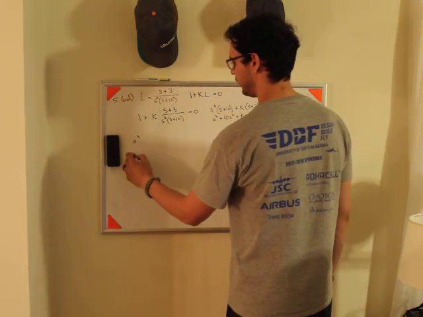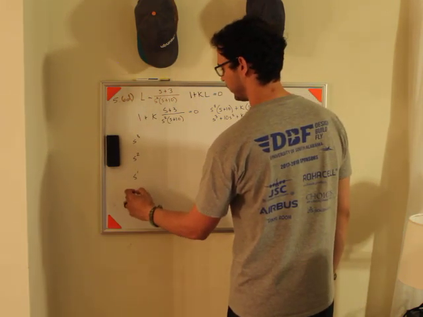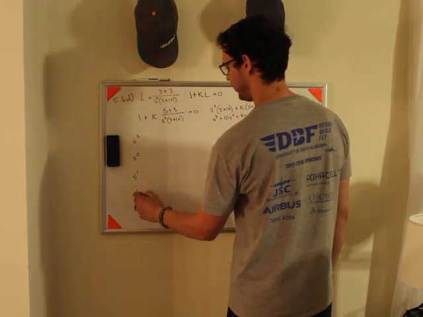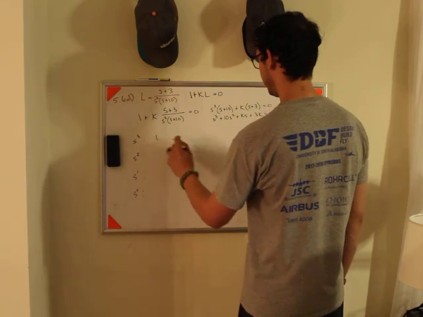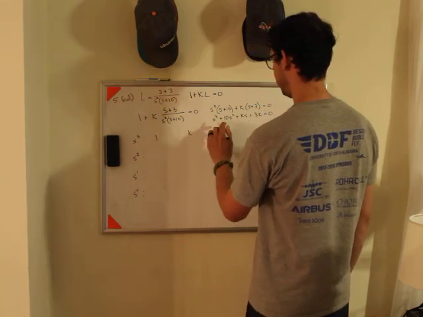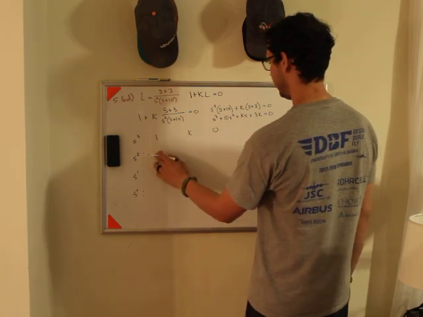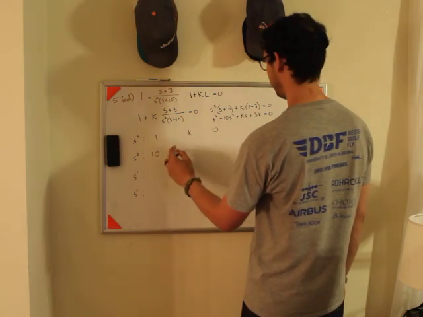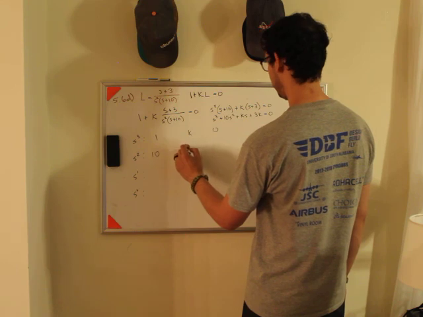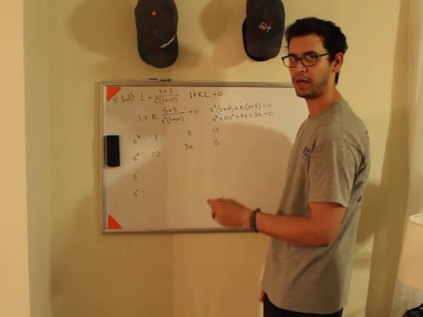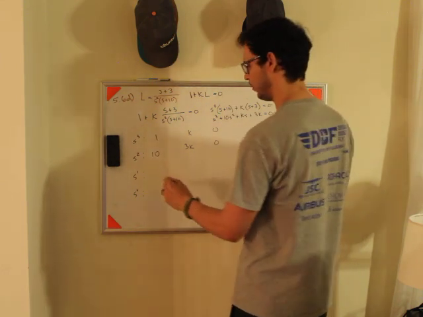So I'm going to say S cubed, S squared, S to the first, S naught, and I'm going to look at all of these. And so I'm going to get 1, K, skip, then 0. And then the second row is going to be 10, and then 3K, and then 0. And so we already, 1 and 10 are both positive, so we're already good. We know that we're still stable there.